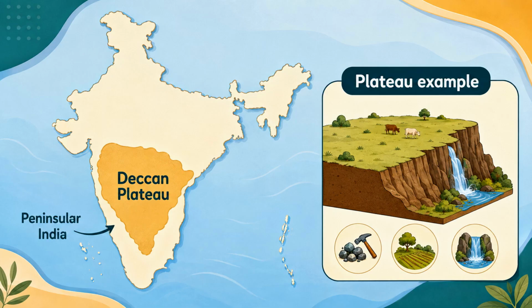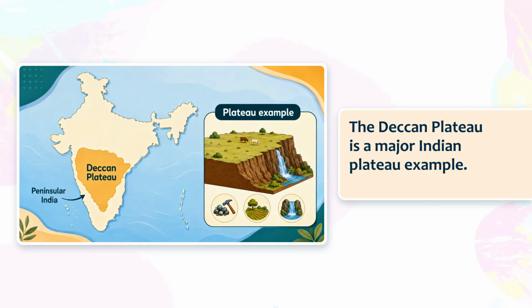The Deccan Plateau is the principal Indian plateau example in this lesson and lies across a broad part of peninsular India. The inset connects it to plateau shape and learned resource uses. Now connect the map location to the landform idea. The Deccan Plateau is a major Indian plateau example. It lies across a broad part of peninsular India.